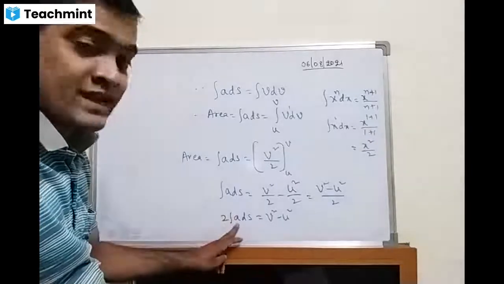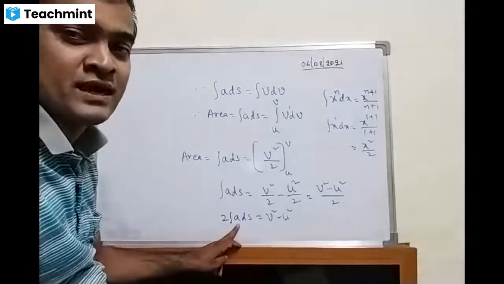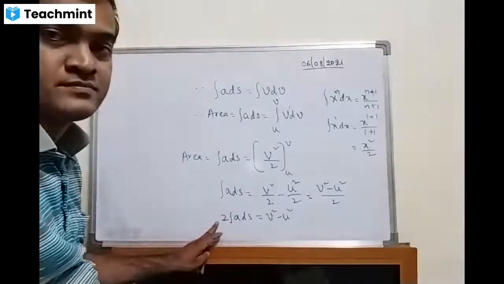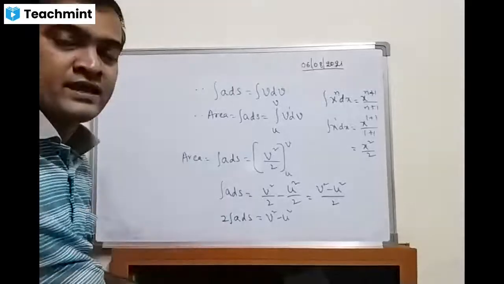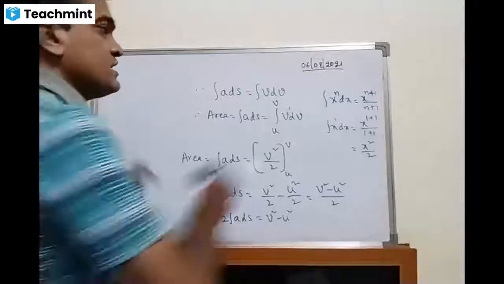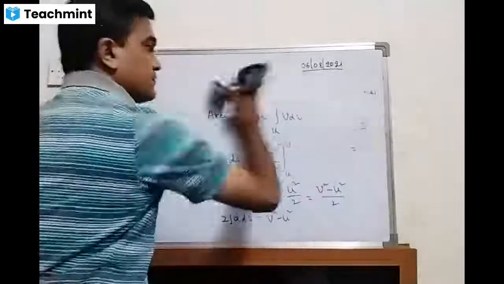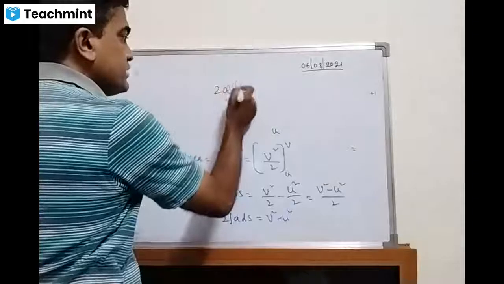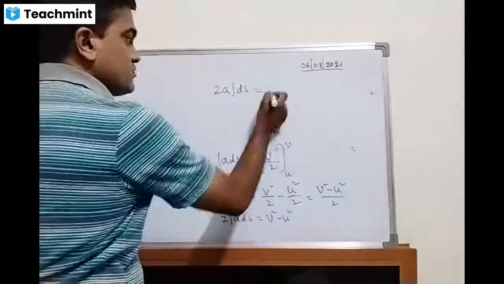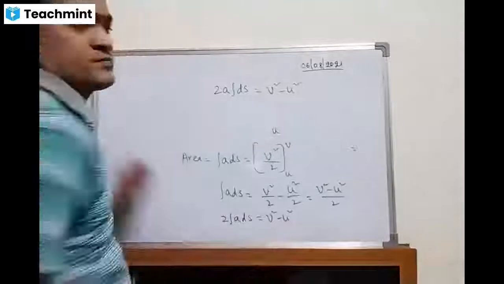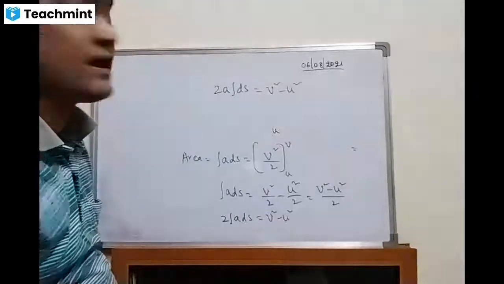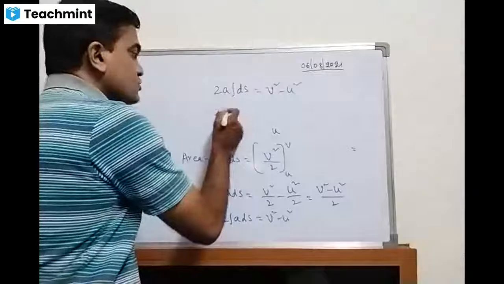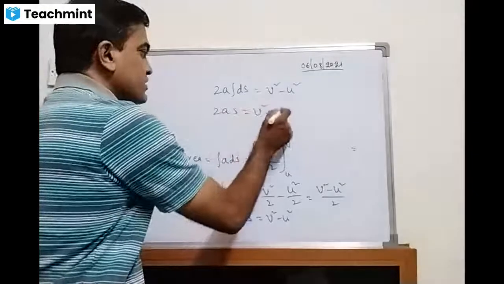Suppose a is constant, if the acceleration of the particle is constant, then I can take a out of the integral. Then I will get 2a integral ds is equal to v square minus u square. The integral and d get cancelled, so what I will get is 2as is equal to v square minus u square.